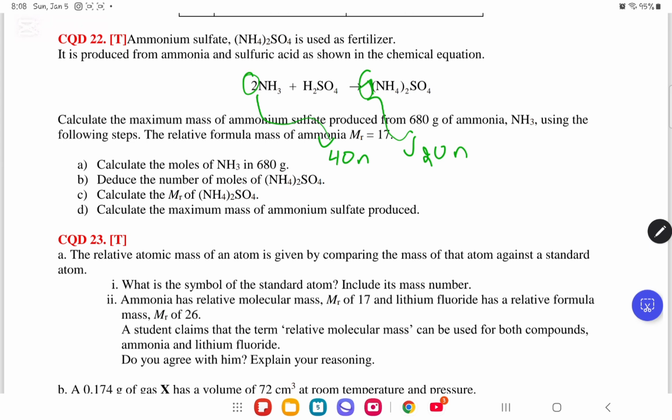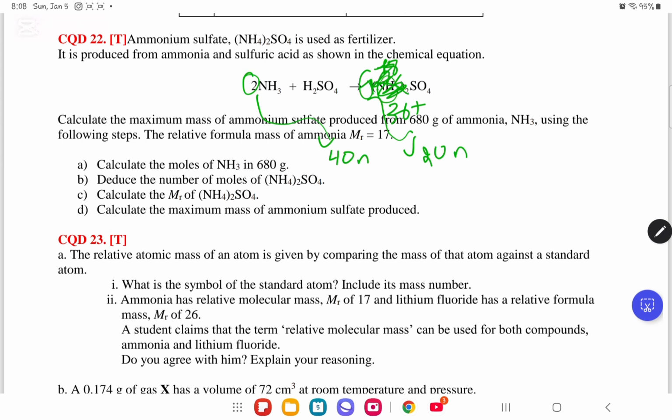Then calculate the molar mass of (NH4)2SO4. So this is quite simple. We know that nitrogen is 14 added to 1 times 4, which is 4. But now look what happens. All of this is 18 in itself. We multiply it by 2 and we get 36. So we finished this part over here.